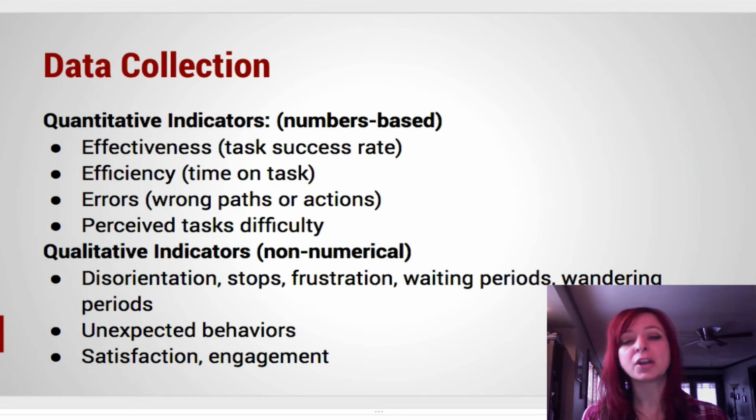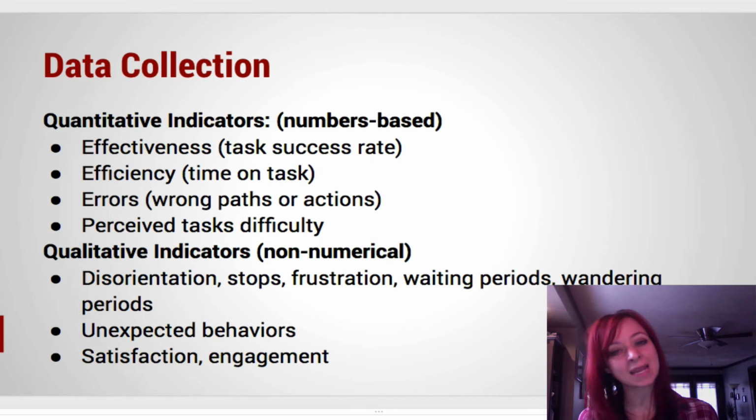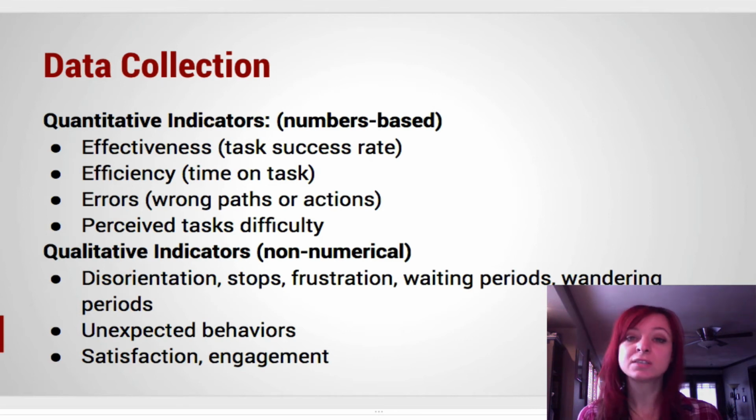Qualitative indicators are non-numerical. Qualitative is the same as quality. You can remember quantitative, quantity, qualitative, quality. These are things like whether a person was disoriented, whether they stopped and got frustrated, whether there were long periods of waiting where they couldn't find the things they wanted to find, were there wondering periods where they just didn't know what to do and they were just wandering around the website. These can be unexpected behaviors.